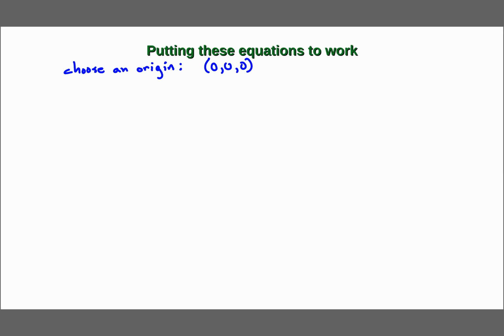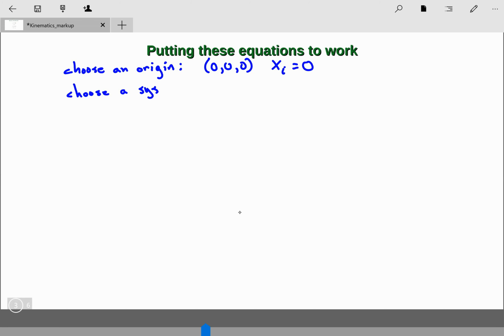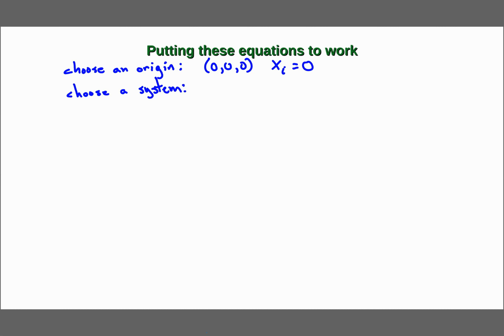Often I choose the origin so that x initial equals 0. But there are a lot of different ways to choose it, and every time you look at a problem, you should think, what's a good spot for the origin? And don't set it at some arbitrary place. The next thing that you get to choose is a system for your coordinates. That's part of choosing coordinates. So what does it mean to choose a system?